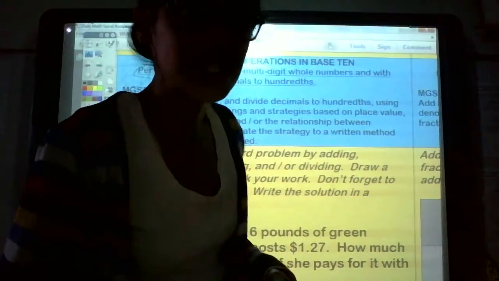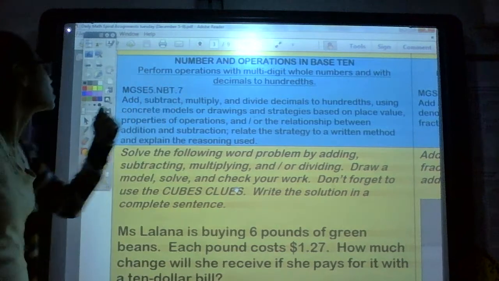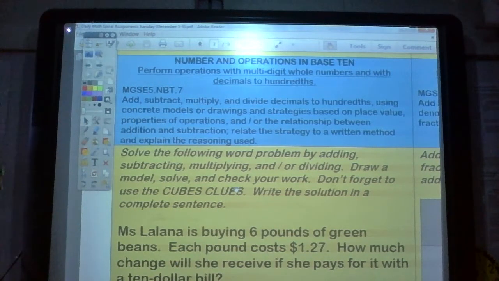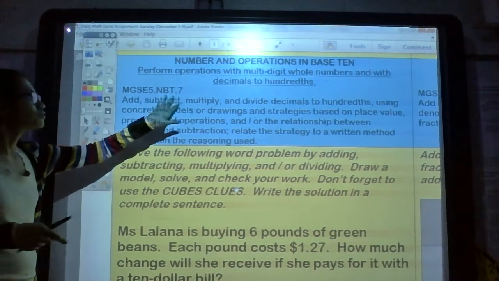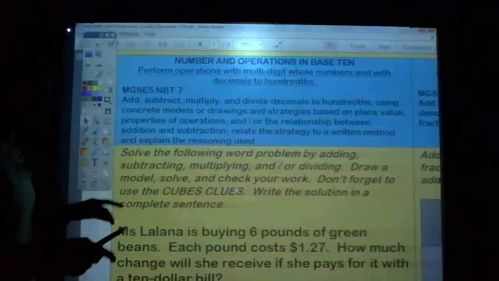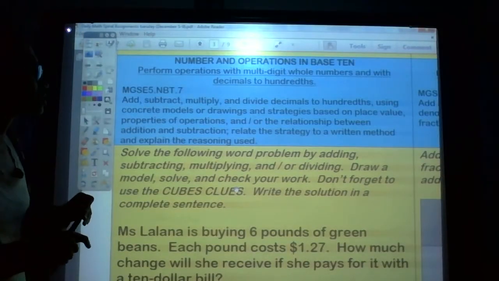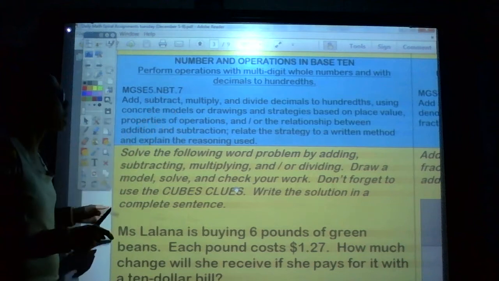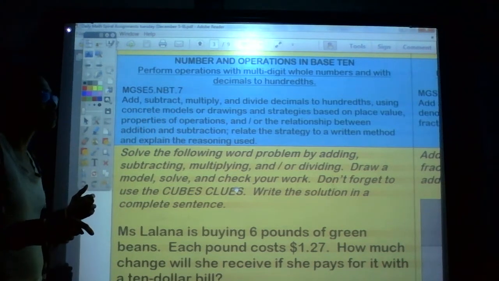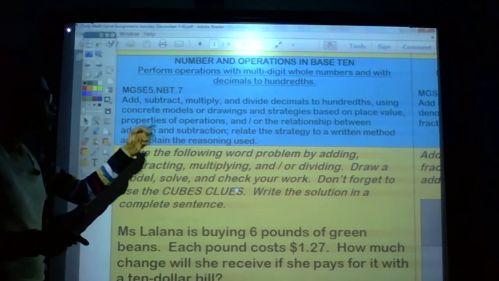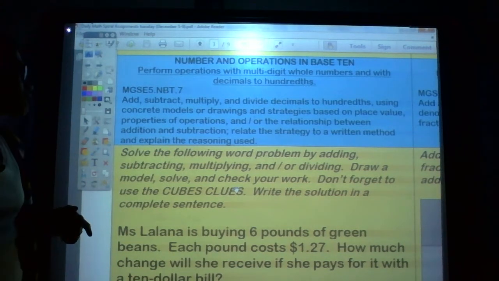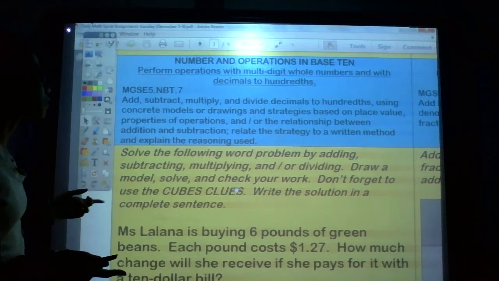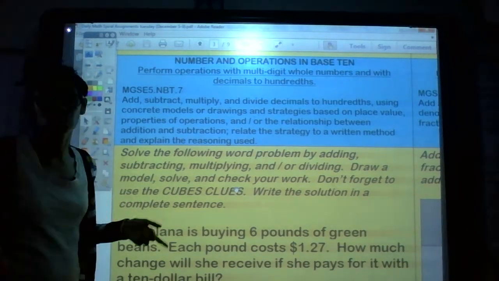Let's begin by reading the standard. It says, read it with me, number and operations in base 10. Perform operations with multi-digit whole numbers and with decimals to hundreds. MGSE 5 N B T 7. Add, subtract, multiply, and divide decimals to the hundreds using concrete models or drawings and strategies based on place value, properties of operations, and/or the relationship between addition and subtraction. Relate the strategy to a written method and explain the reasoning used.